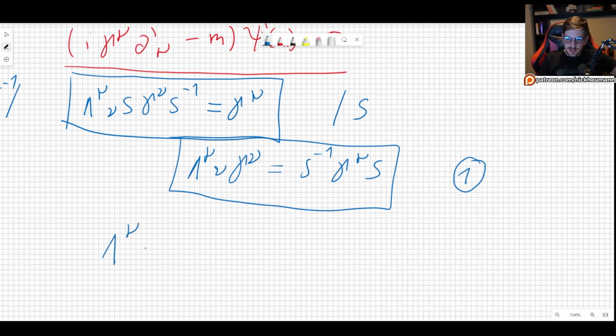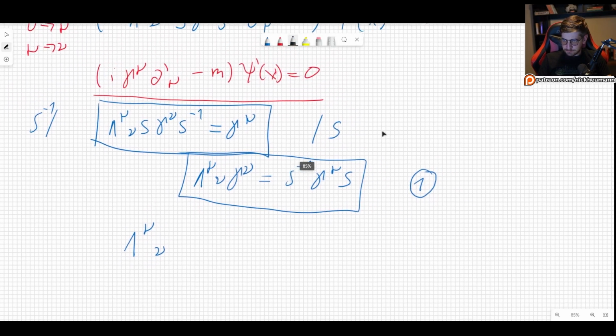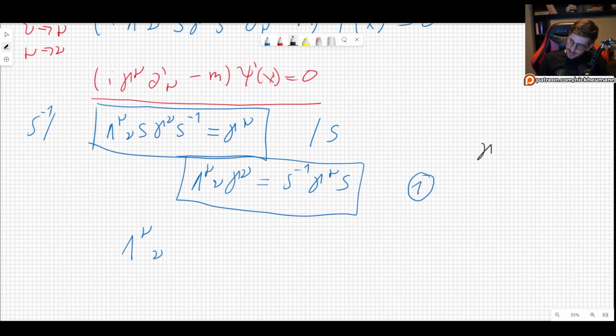So let's take it here, lambda mu nu, and now we will work algebraically with it a little bit. So we know that gamma mu dagger is gamma 0 gamma mu gamma 0.